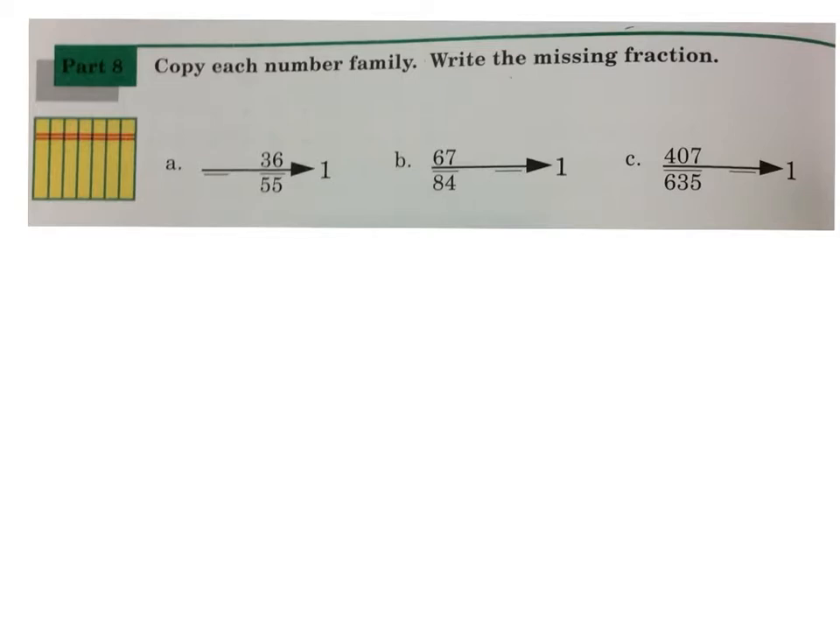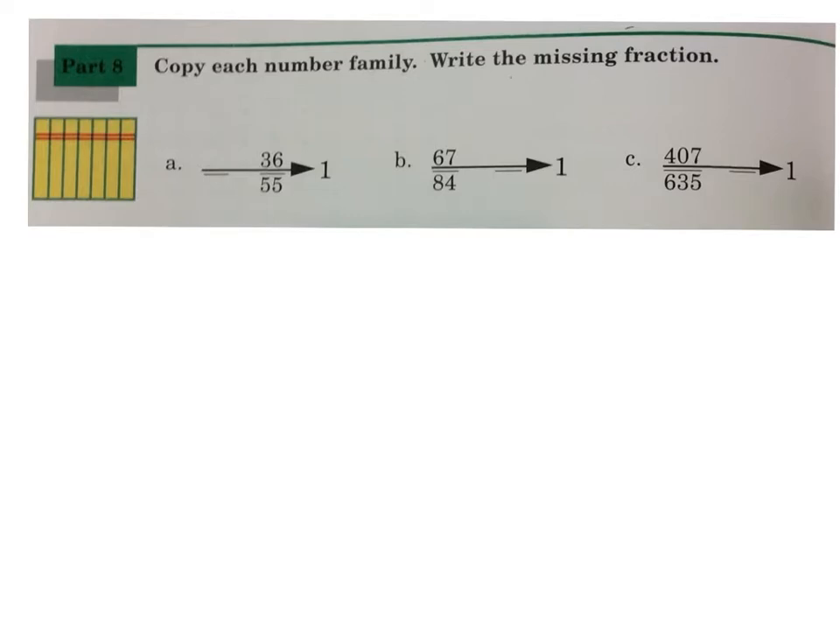So for this part, part 8, we're given a fraction number family, but they gave us a whole number of 1. They didn't give us a fraction for the big number. So what we have to do is change the whole number of 1 into a fraction, so that we can figure out the missing fraction that's here.